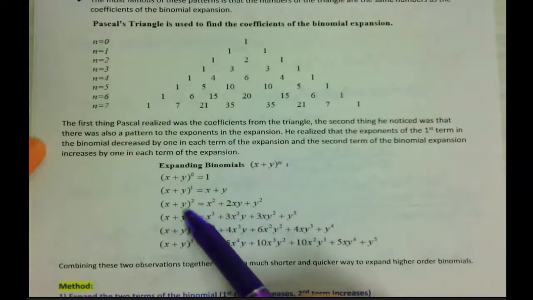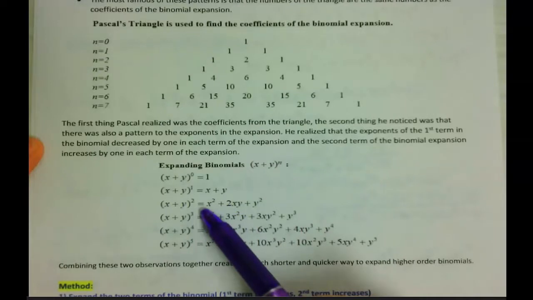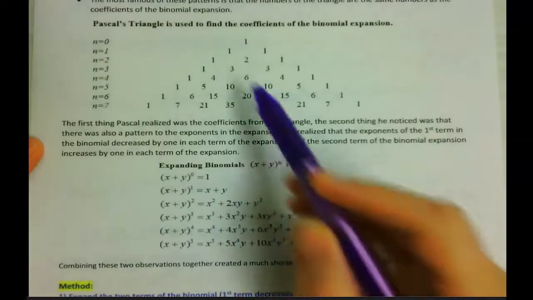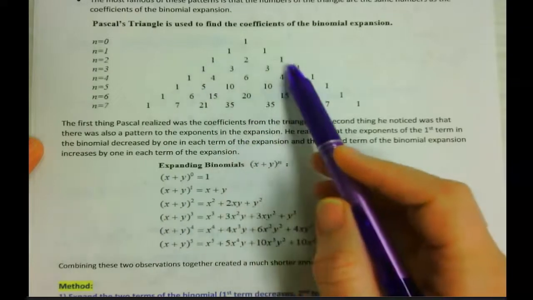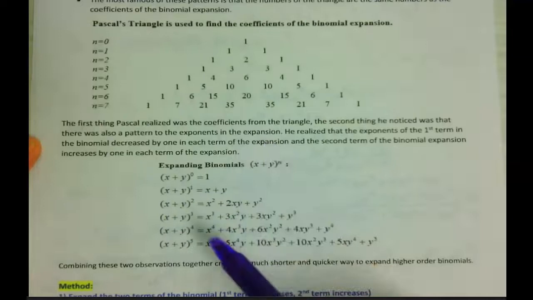So if it's to the power 2, then I have two binomials. I'm going to FOIL them together. I get this trinomial, x squared plus 2xy plus y squared. Coefficient of x squared is 1. Coefficient of the middle term is 2. Coefficient of y squared is 1. 1, 2, 1. So you can see this pattern developing between the expansion and the triangle.